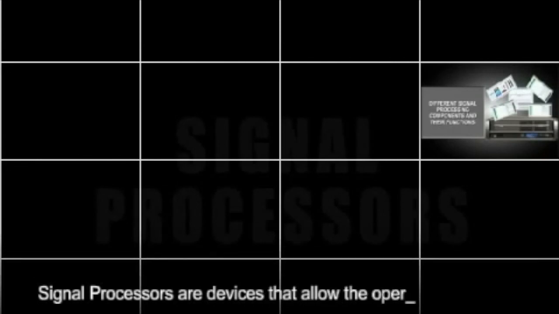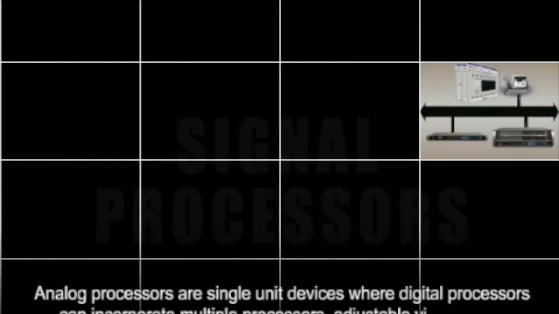Signal processors are devices that allow the operator to alter an audio signal's time, spectrum, or level. Signal processors include both analog and digital units. Analog processors are single-unit devices, whereas digital processors can incorporate multiple processors, adjustable via software.